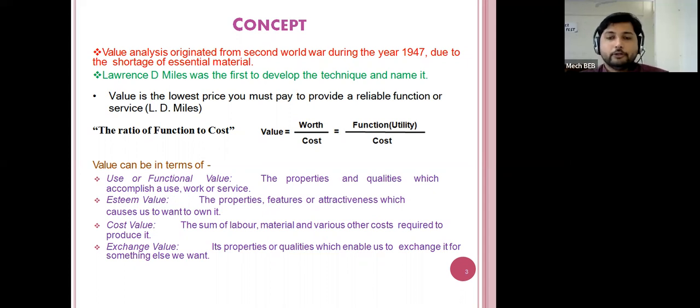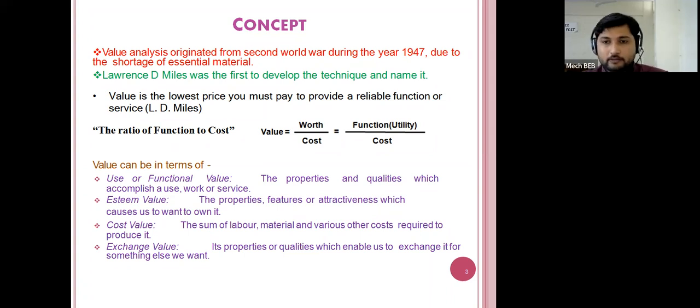Let us consider you are using a stapler. A stapler is useful to join two pages. So what will be the lowest value for that particular functionality? That concept is correlated with money and functionality. So here, in simple language, value can be formulated as worth divided by cost, or it is the ratio of worth to cost.